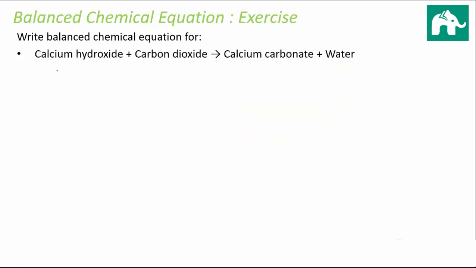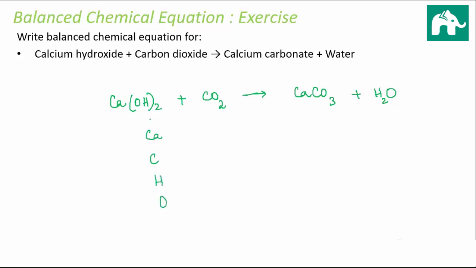Calcium hydroxide plus carbon dioxide gives calcium carbonate plus water. So this can be written as calcium hydroxide, that is Ca(OH)2, plus carbon dioxide CO2 gives calcium carbonate, that is CaCO3, plus water, that is H2O. Right? So which are the elements which are part of it? One is calcium, the other ones are carbon, hydrogen, oxygen. Why not hydroxide? Because it is not there on the product side.